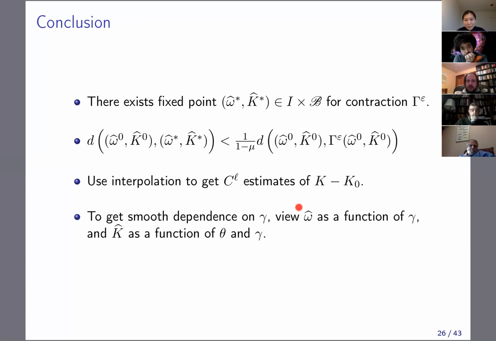To get a smooth dependence on the parameter result, everything is the same. Basically, we view omega hat, instead of being a constant, as a function of the parameter gamma. And we view the parameterization K as a function of the variables theta and also the parameter gamma. Then we define the operator in the same way, and we show that the operator maps the space into itself, and it is a C0 contraction. Therefore, we have a fixed point for the operator.